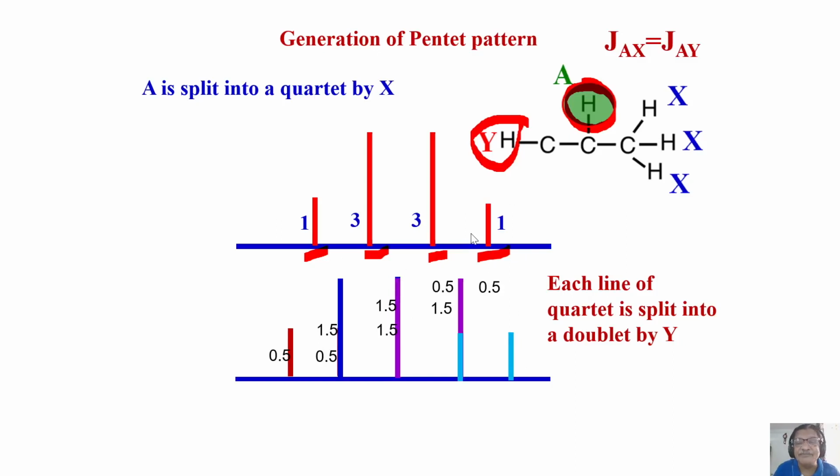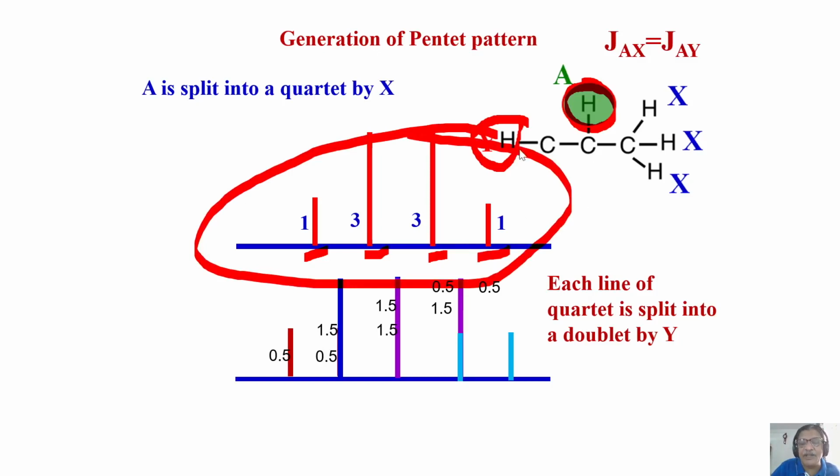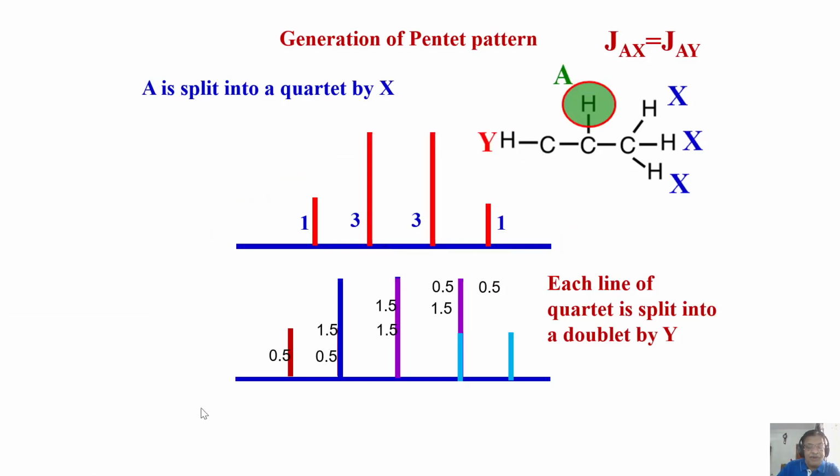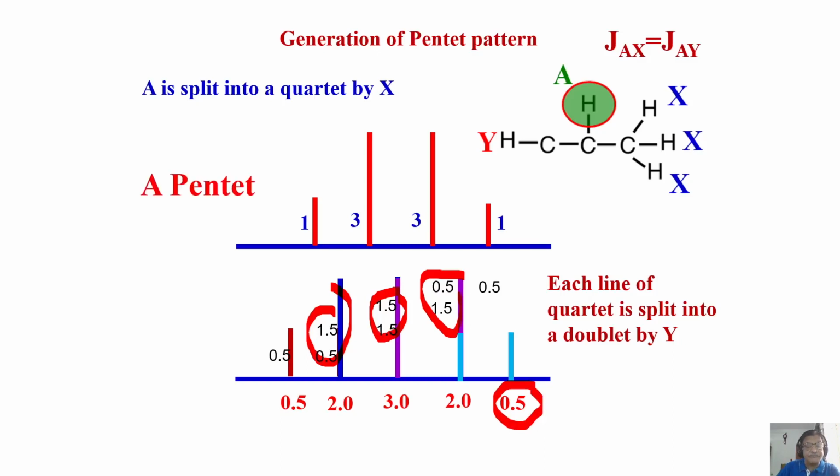We did not do any magic. We simply split the inner lines based on the splitting pattern. Whether it is one whole quartet is split into a doublet because of this. We just divided each of the intensity by 2. Wherever it is overlapping now, we have to add up. What is the total intensity you will get? This is 0.5, this will be 2, this will be 3, this will be 2, this will be 0.5. What is this ratio? 1, 4, 6, 4, 1. It's a pentet. You understand?